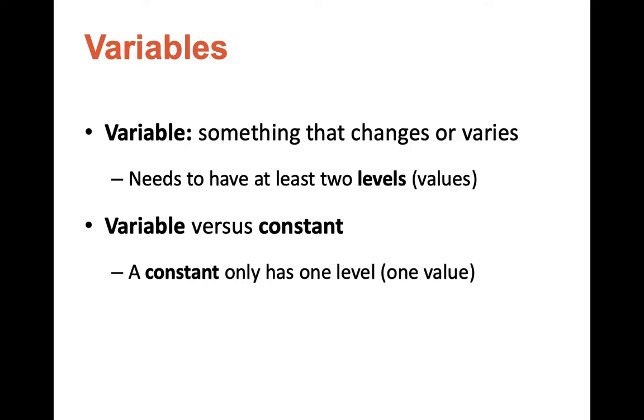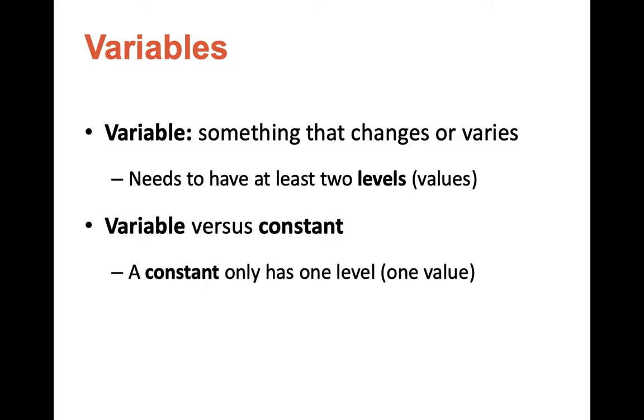All right, so first, just some basic terminology. A variable is something that changes or varies. The idea here is that we need to have at least 2 levels, which is another word for values, in order to have a variable. A variable can certainly have more than 2 levels or values, but you need at least 2.